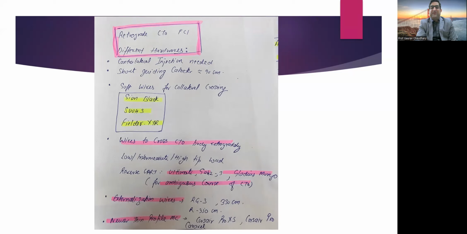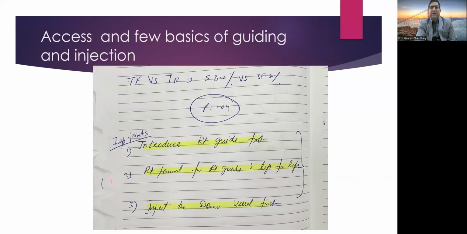For antegrade CTO, Corsair Pro can be helpful, and the same microcatheter can be used in the form of Corsair Pro XS, which has a further thinner profile of 1.3 French. I will discuss microcatheters and wires in a different presentation. But just to have a brief introduction, the most commonly used catheters in retrograde PCI nowadays are Corsair Pro, Xpress, and Caravel.